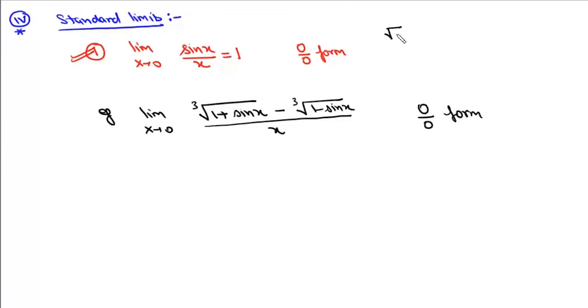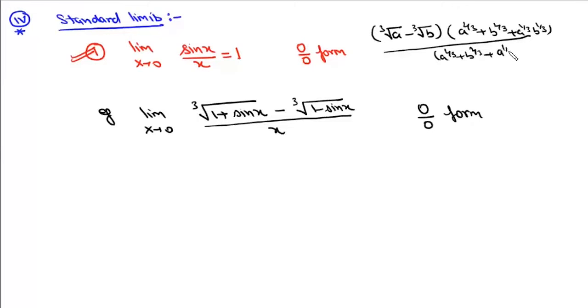And how do we rationalize? Cube root of a minus cube root of b, we are going to multiply it with a to the power 2 by 3 plus b to the power 2 by 3 plus a to the power 1 by 3 and b to the power 1 by 3, and we divide it with it. So it will be a to the power 2 by 3 plus b to the power 2 by 3 plus a to the power 1 by 3 and b to the power 1 by 3. Now this is (a minus b) into (a square plus b square plus ab), which is a cube minus b cube, and that is simply a minus b. So in the numerator we'll have a minus b.